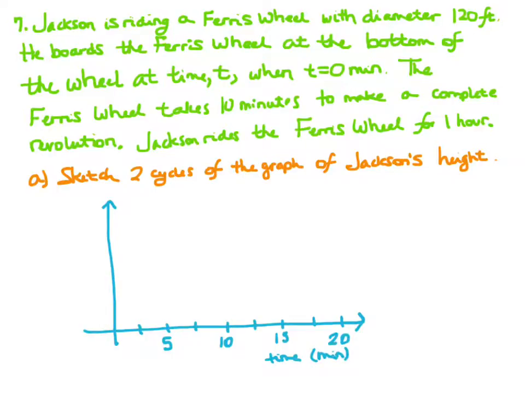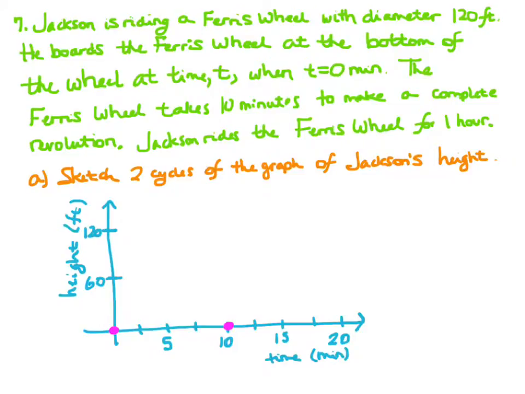Now on the other side, we're sketching the height, how high Jackson is. So this is our height in feet, and the diameter of the Ferris wheel is 120. So we're going to go up to 120, and then I'm going to also mark off a 60 for the halfway point. All right, so let's sketch our graph. Jackson's getting on at the bottom at time t equals 0, so I know that's going to be our value there, and it takes 10 minutes to go all the way around, which means at time 10, we're going to be back at the bottom, back at 0.